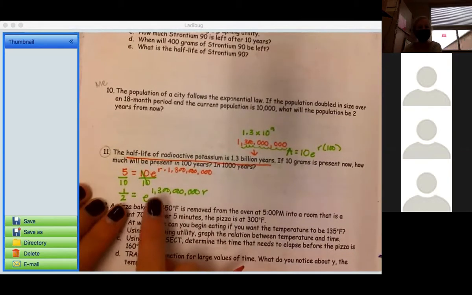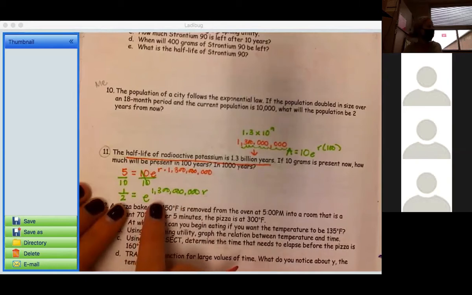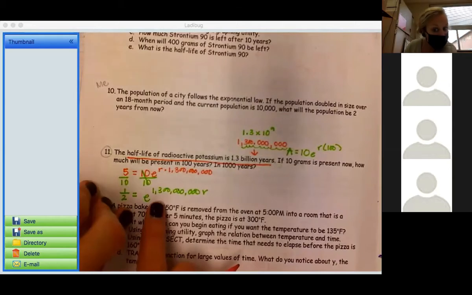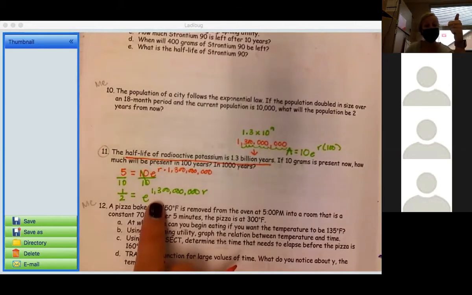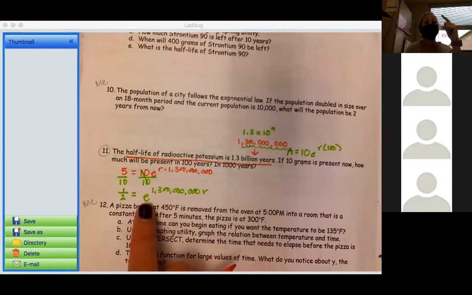Okay, somebody online talk to me. What do I do next? Because I've got to get to the R, but it's in the exponent. So what would I do? Log of both sides. Okay, log of both sides. And what kind of log would it need to be, KJ, since there's an E? A natural log. Natural log, good. Or what? Loggy froggy. Which one do y'all want to see?